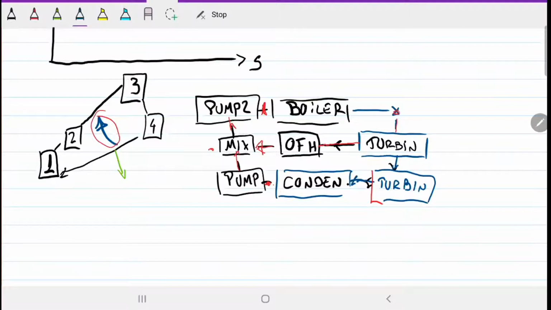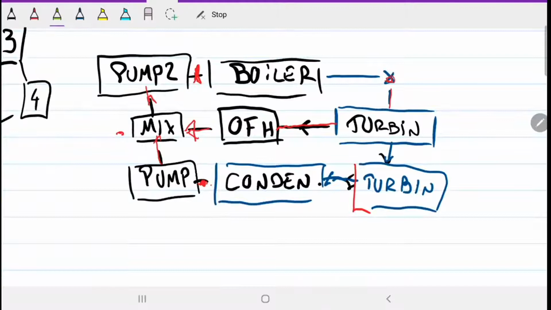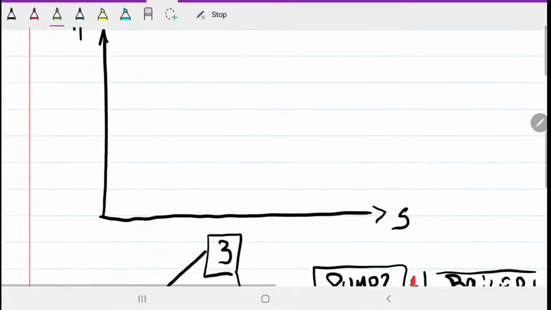Okay, so that's the setup of what's happening in this system. The most important thing to understand is that now the turbine has two outputs, one going that way and one going this way. I'll draw this on the TS diagram, and this is probably going to make more sense to you once I do that. So let's go up to my TS diagram over here.